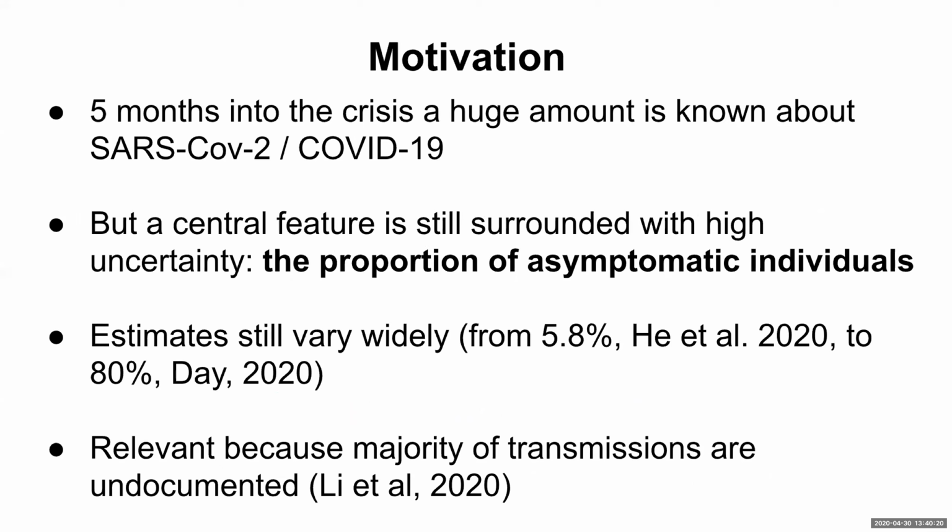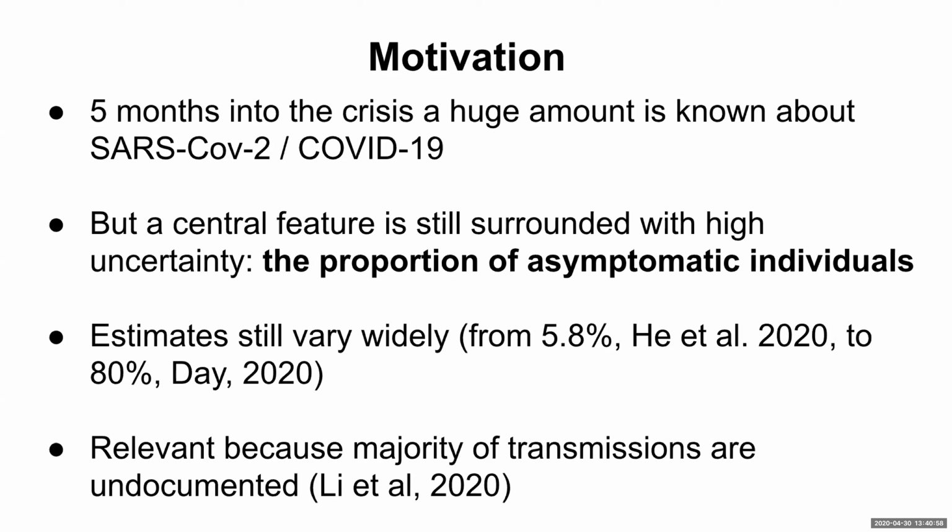So now that we are into this crisis for about 5 months, there's a lot of information we have about COVID-19, but one of the central features that is still surrounded with a lot of uncertainty is the proportion of asymptomatic individuals. Studies are going around to estimate this proportion, but it is seen to vary a lot. There is a wide range. One study claims that the proportion of asymptomatic individuals is around 5.8%, whereas another study claims that 4 out of every 5 cases is asymptomatic.